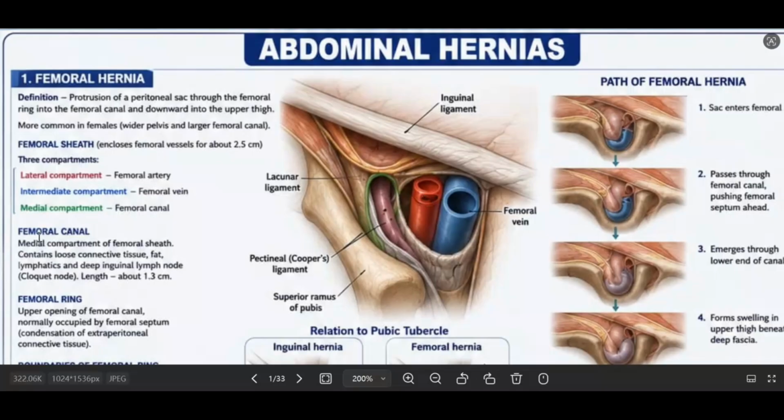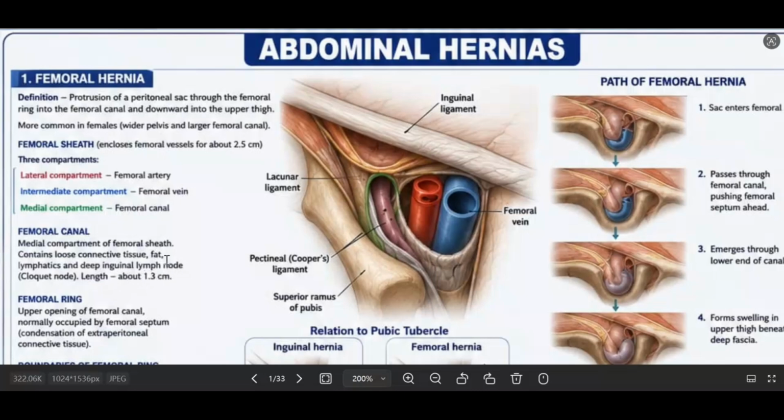Now let's move to the next, the femoral canal, because we have to study each compartment of the femoral sheath. I already told you that we are going to break each word in our definition. So what is the femoral canal? It is the medial compartment of the femoral sheath. It contains loose connective tissue, fat, lymphatics, and the deep inguinal lymph nodes, also called the Cloquet node. Its length is about 1.3 centimeter or 0.5 inch.